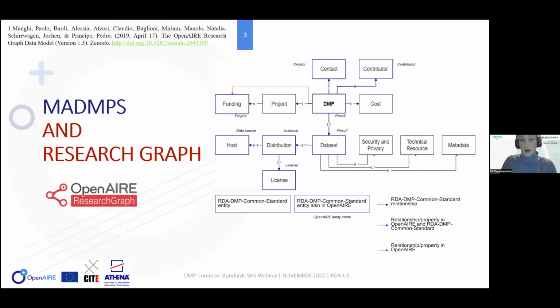And here you can see the mapping of what is relevant to the DMP in the research graph according to the standard. You can see the different relationships that can be directly mapped in blue, like here, the license, the dataset, the host, the funding, the DMP contact contributor. And you can see some additional elements, like relationships that are not portrayed in the standard but are available in the research graph, so the relationship between the DMP and the funding, for example.